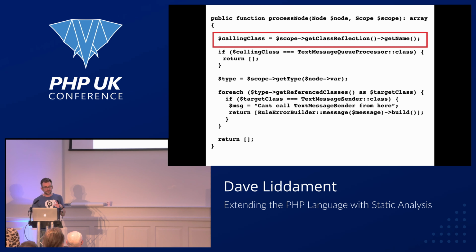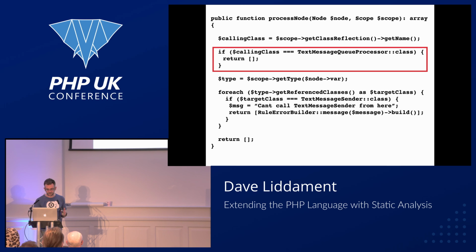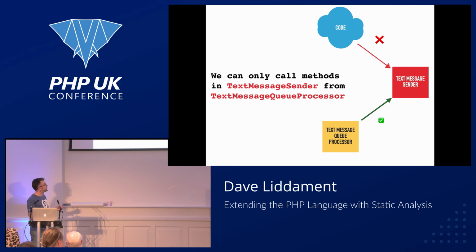So our calling class, if it was like code, if we were talking about the node on the previous slide, we know that calling class is person notifier. So the first thing we can do in the rule is saying if our calling class is text message queue processor, we'll just return an empty array, because that means, if we think about this, that means any call from text message queue processor is allowed, okay?